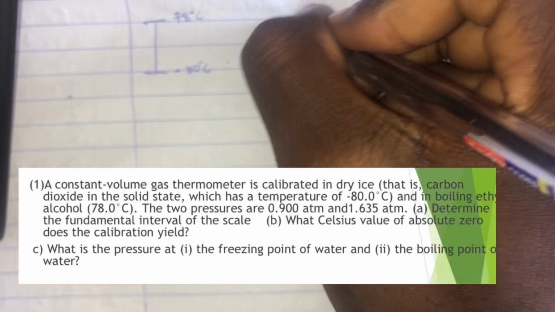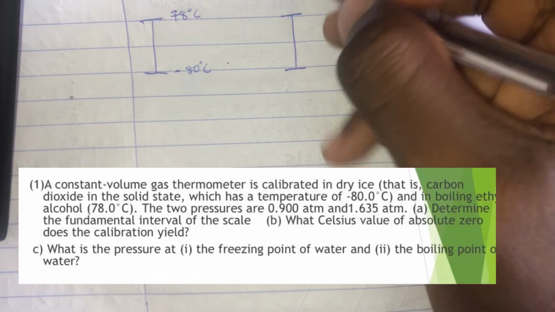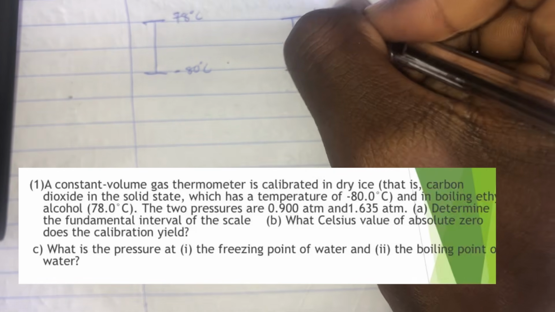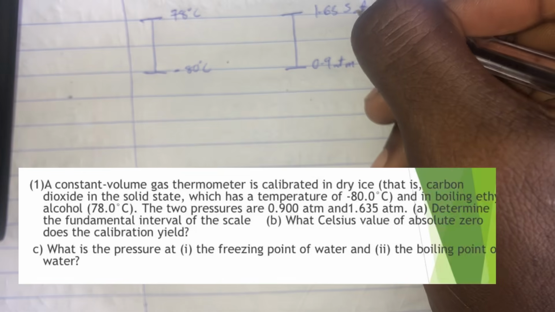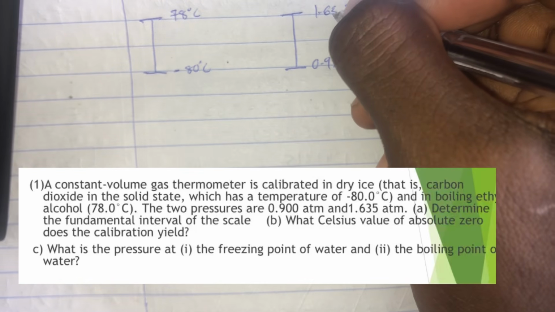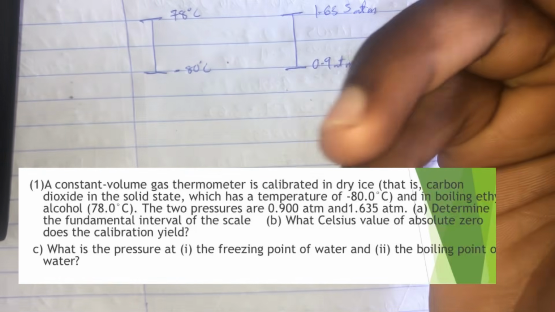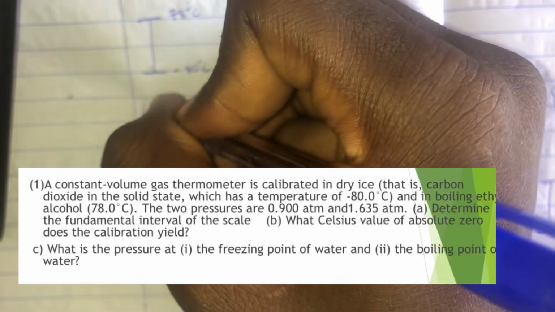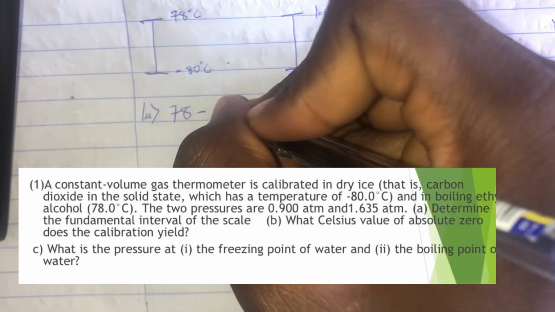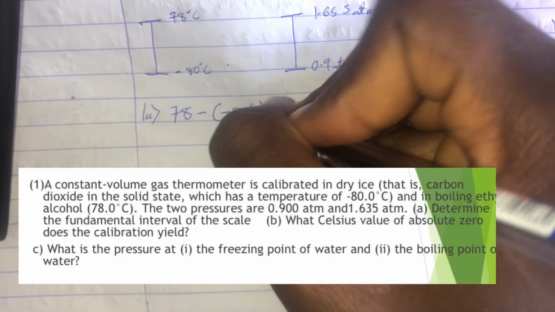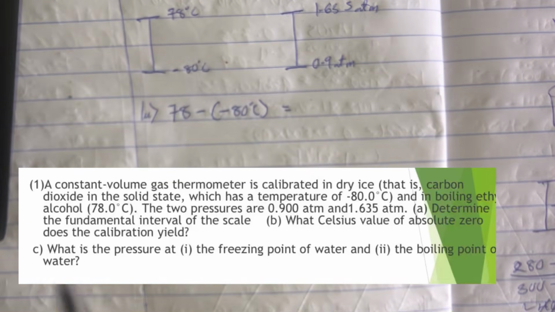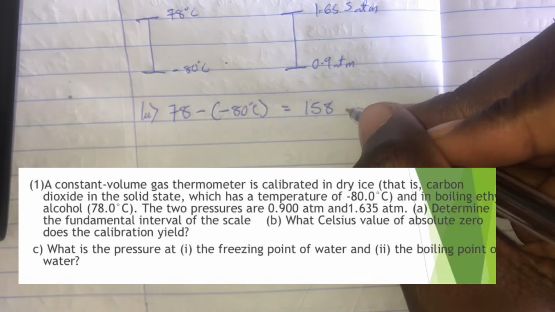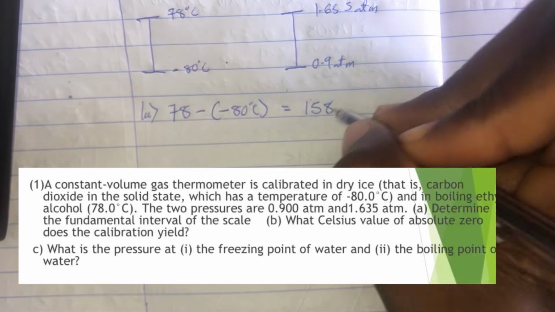When they calibrated it, the two pressures at the fixed points were 0.9 atmosphere and 1.635 atmosphere. They ask to determine the fundamental interval of the scale. You should know the fundamental interval is just the upper fixed point minus the lower fixed point. So for question 1A, that is 78 minus negative 80 degrees Celsius. If you use your calculator, that is 158. So the fundamental interval is 158.